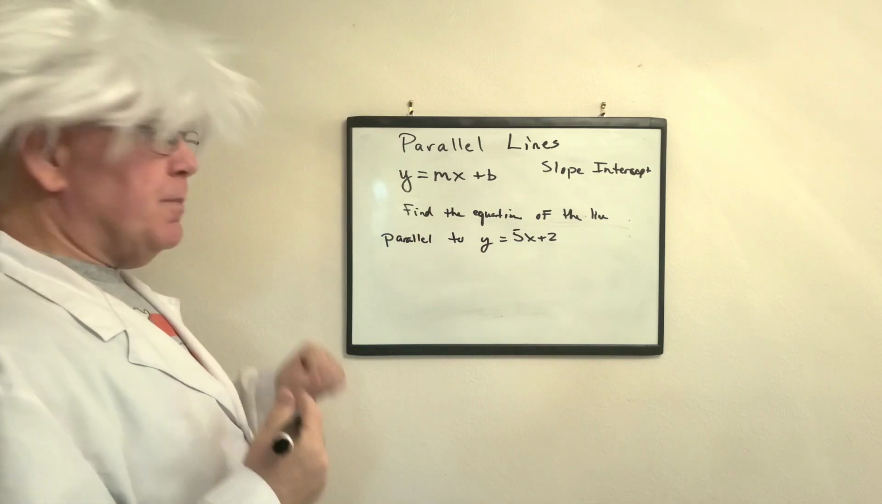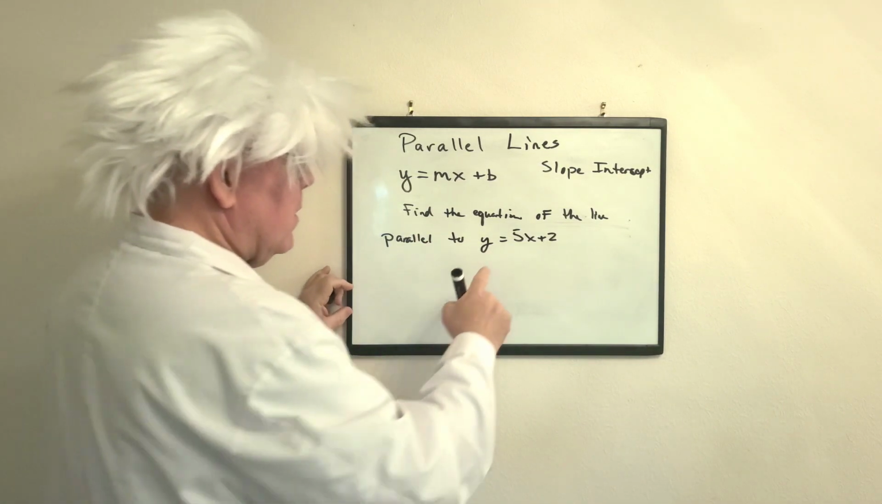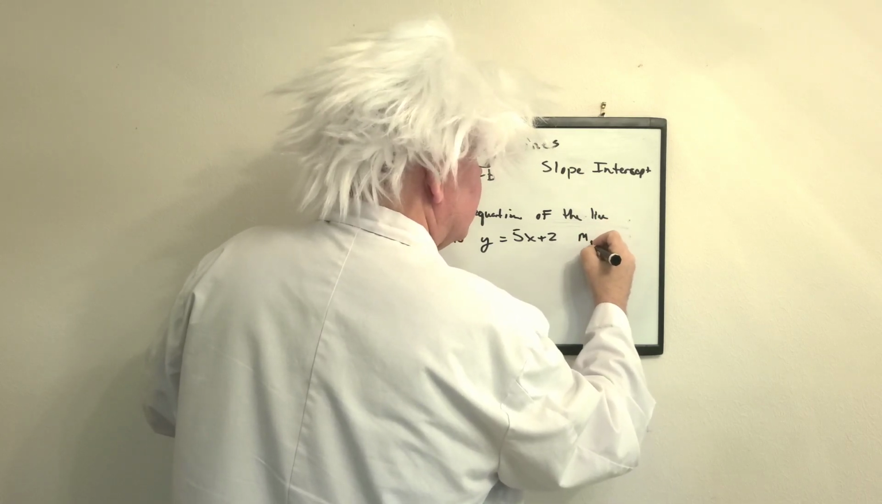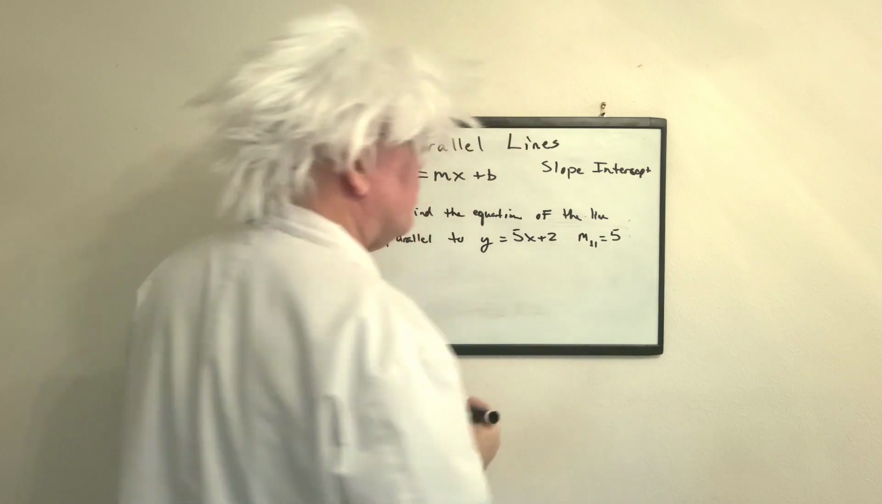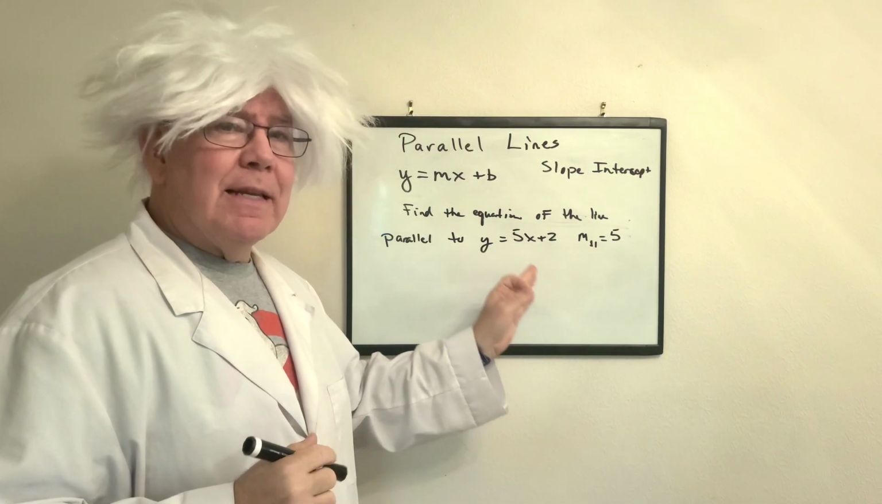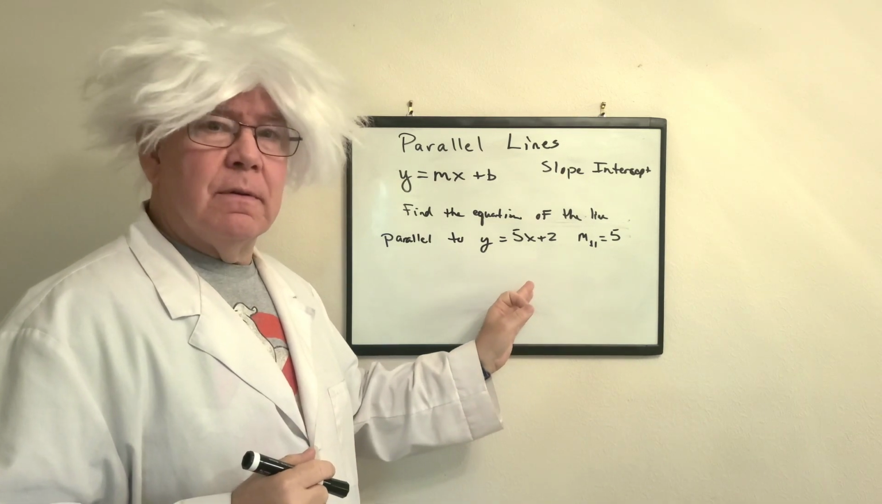So first things first, parallel lines have the same slope. So I'm looking, now this denotes parallel, I'm looking for a line that has a slope of 5.